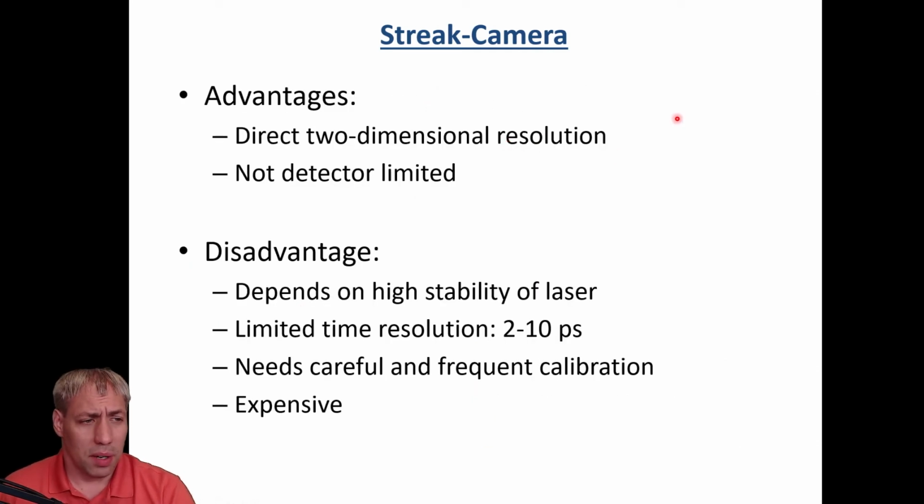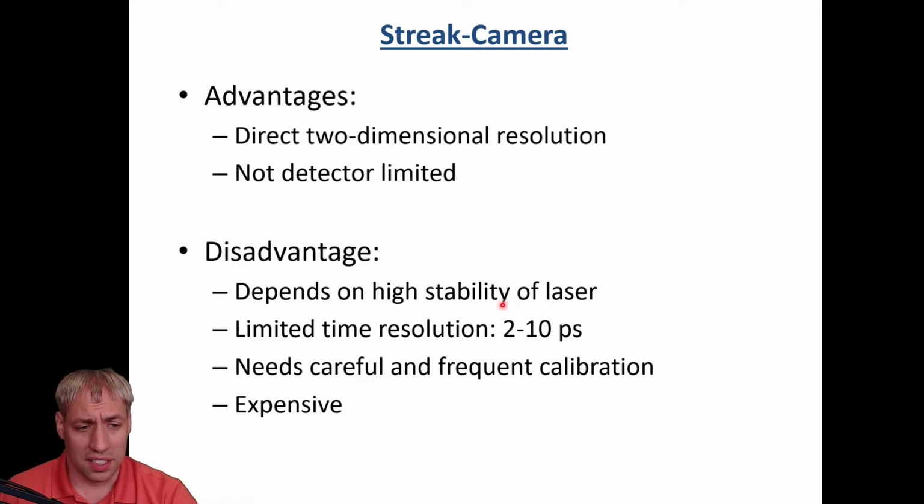And so a streak camera has several advantages. You can get direct two-dimensional resolution, and so you can get both temporal as well as wavelength. If you essentially spread out the wavelength across a CCD detector and then sweep it over time, you can get full spectra data over time. And it's also not detector limited, at least not the time response of the detector, because you're not asking the detector to respond quickly, you're just asking the detector to spatially resolve. And so your time is dictated by your sweep rates.